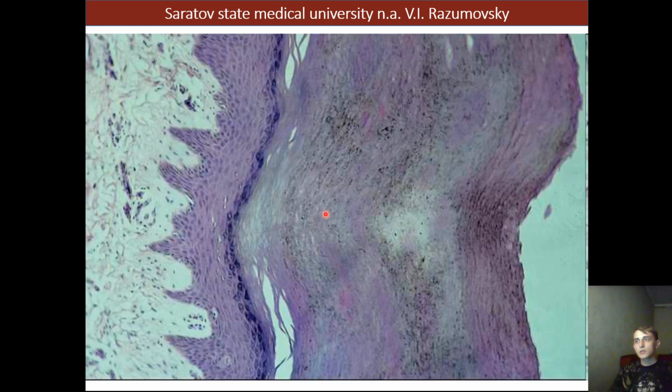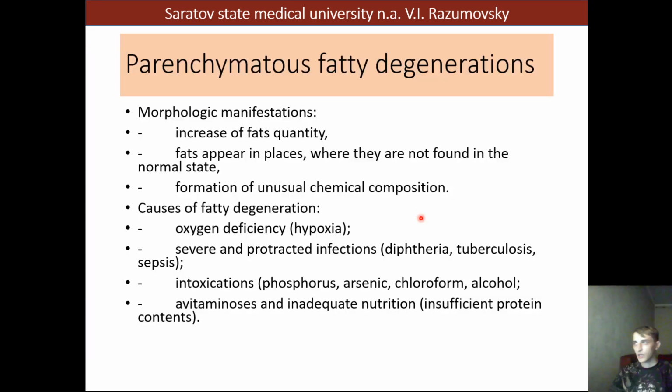In this slide we can see hyperkeratosis. We can see a very big layer of keratin in this part of skin. Normally, keratin takes part in this border which I marked for you with a red dot. You can find out that it's abnormal. So that's all about parenchymatous protein degeneration.